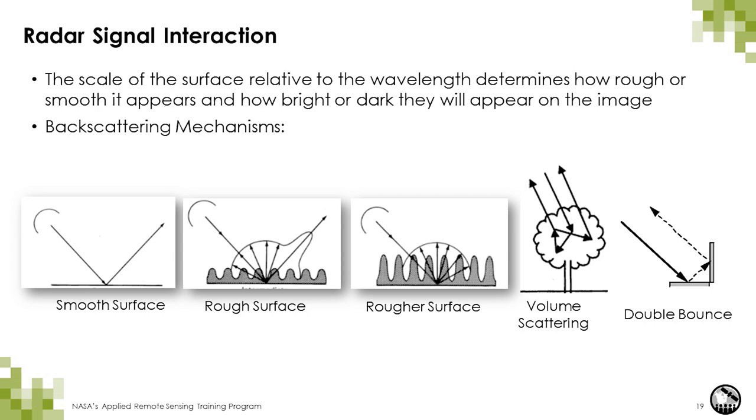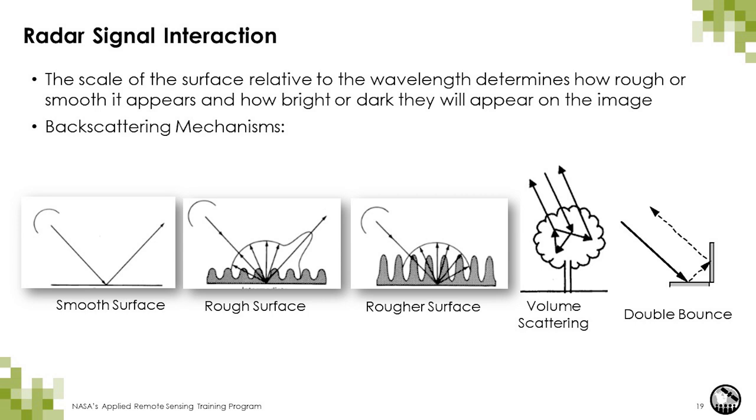And so open water surfaces tend to be specular reflectors. When they're smooth, they tend to scatter the energy away from the radar. And so these areas, open water surfaces, tend to look very dark in radar images. Now, when surface height variations begin to approach the size of the wavelength, then the surface will appear rough. And a rough surface will scatter energy approximately equally in all directions. It will scatter it diffusely, and a portion of that energy will be backscattered to the radar.